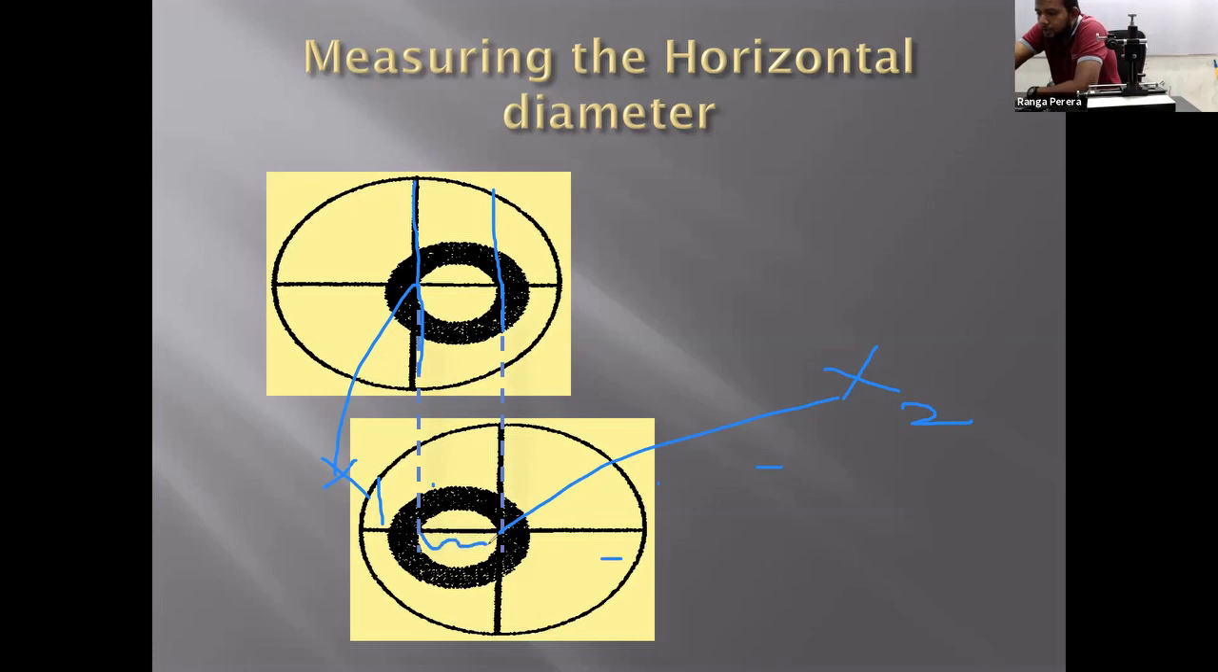What is the horizontal measurement? Horizontal measurement is X1 minus X2, or X2 minus X1. The difference will provide the answer. It is the horizontal measurement, X. Right? We can get the horizontal measurement like that. The amount that we moved towards the right-hand direction is the exact inner diameter of the capillary tube, the horizontal diameter of the capillary tube.